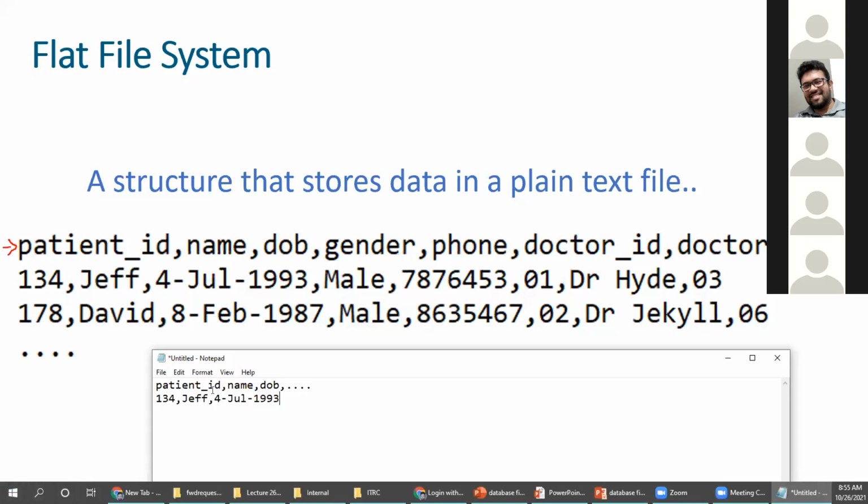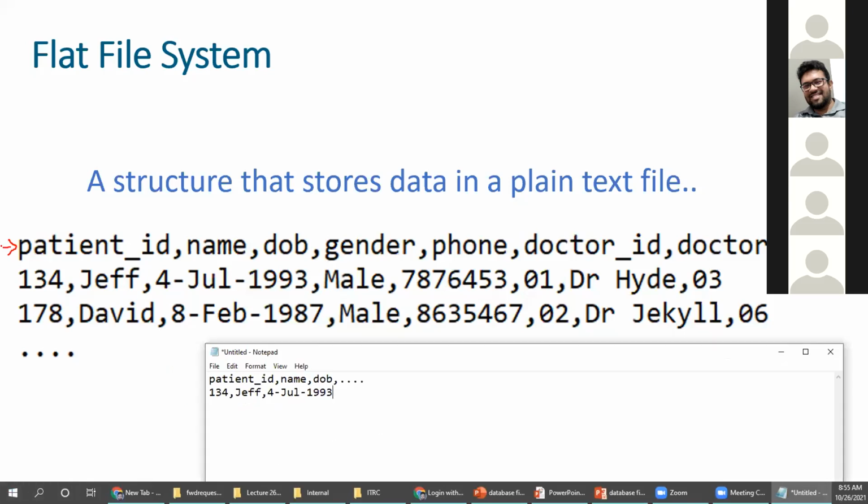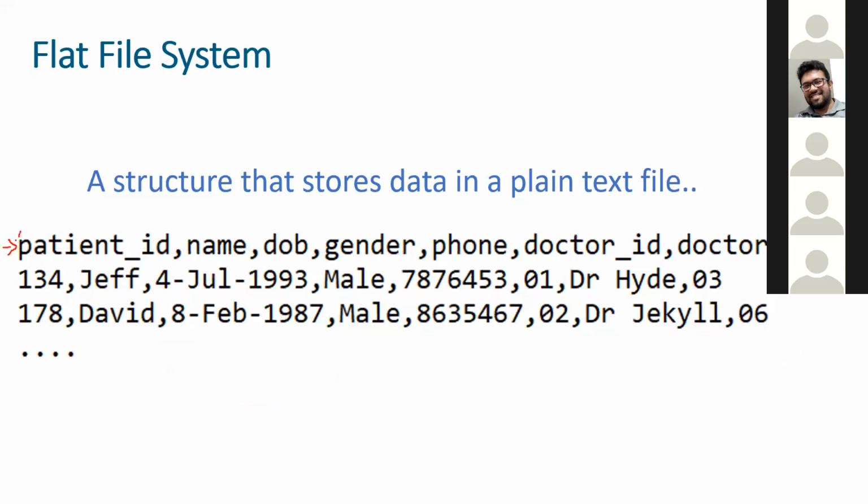On the top, you have the column headings. And the first column heading is this. This is the second column heading. This is called a delimiter. To separate these components of a record, you use this delimiter.